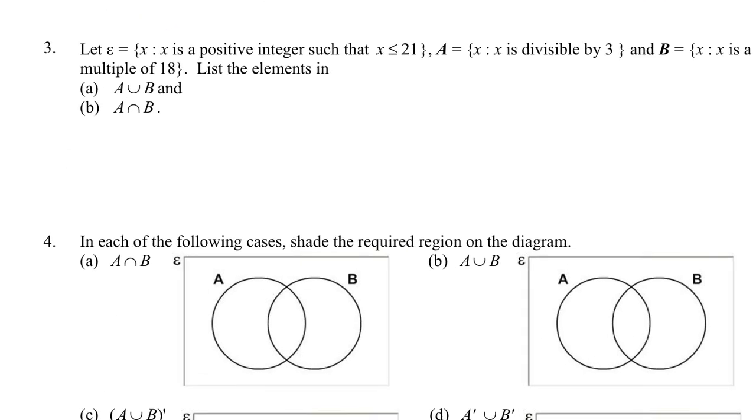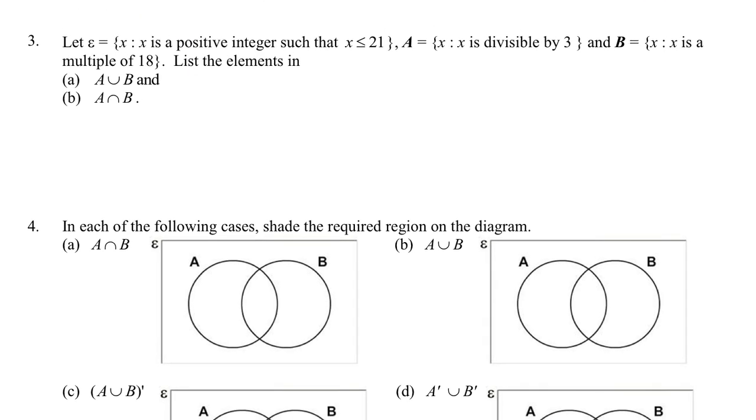Next, I will again highlight my biggest universal set. All positive whole numbers such that x is less than or equal to 21. So 1, 2, 3, 4, 5, 6, and so on, all the way till 21. Next, let's take a look at our smaller group. A, numbers divisible by 3.